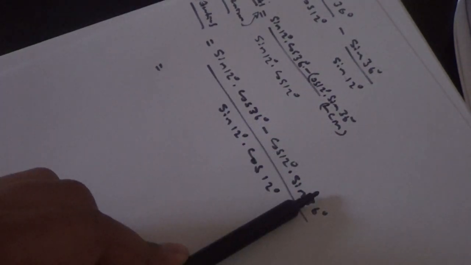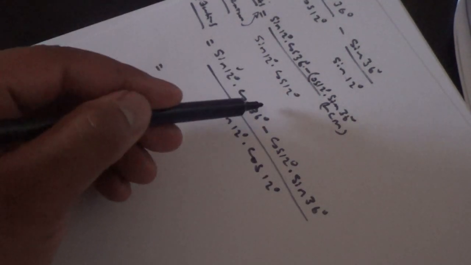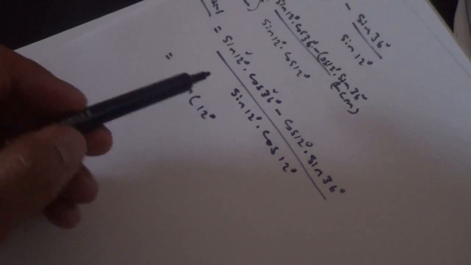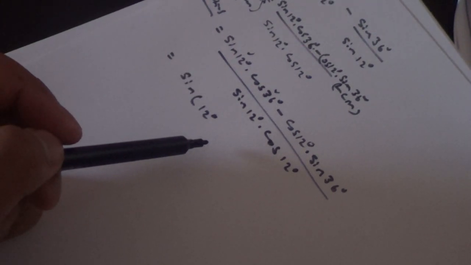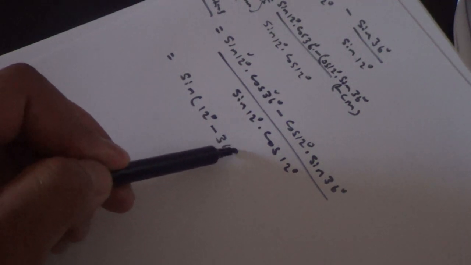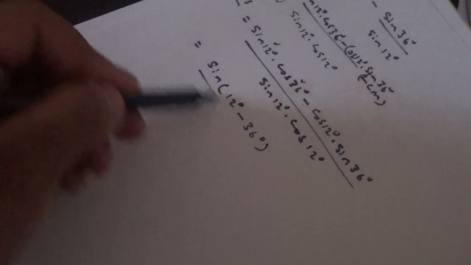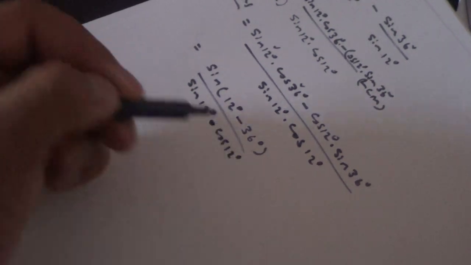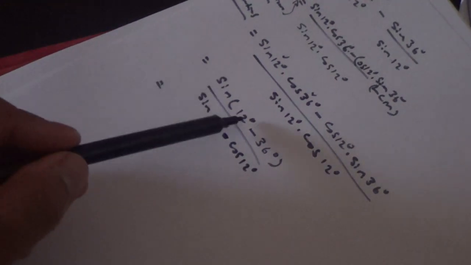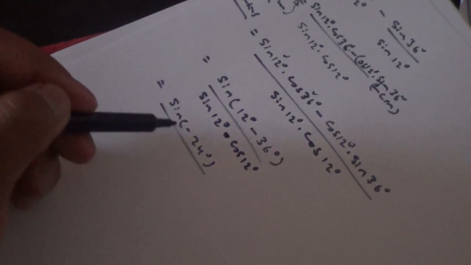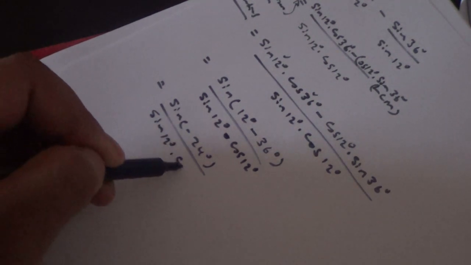So what do you do when you get here? You're like, oh, hold on, I have sine cos, cos sine. That's like a compound angle for sine, and this is the first angle, this is the second angle. So this is the same as sine of 12 degrees minus, the sine never changes, right? The second angle, which is 36 degrees. So you do your gymnastics as you know them. Nothing changes, although you're dealing with angles that are a little bit cumbersome, they must not scare you or put you off. It's something you can work out. What is 12 minus 36? This is basically sine of minus 24 degrees all over sine 12 degrees times cos 12 degrees.